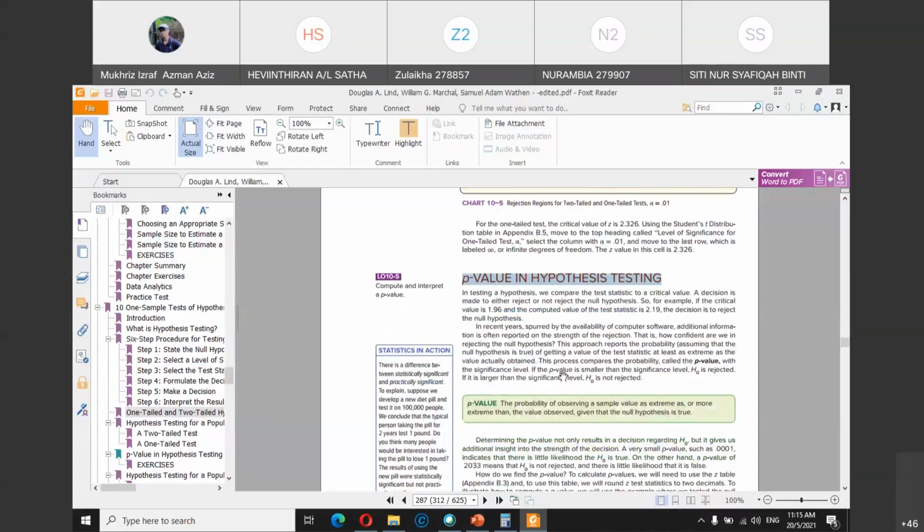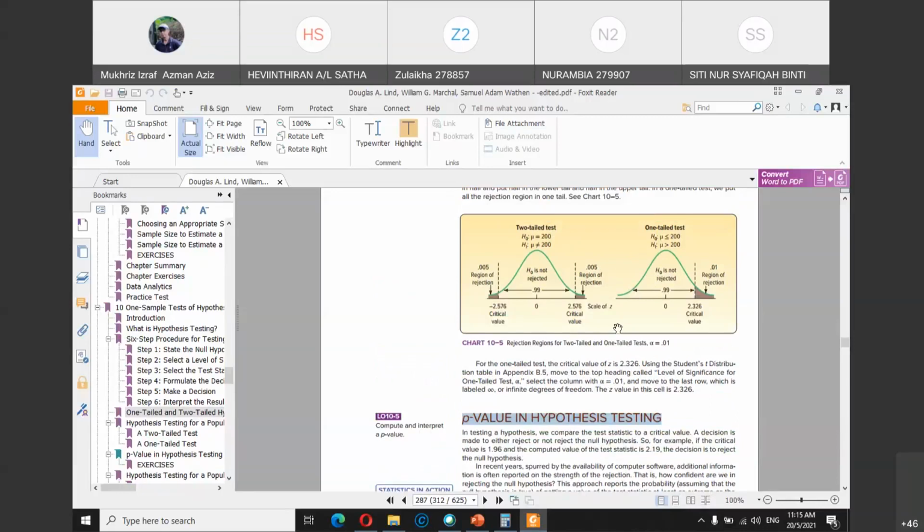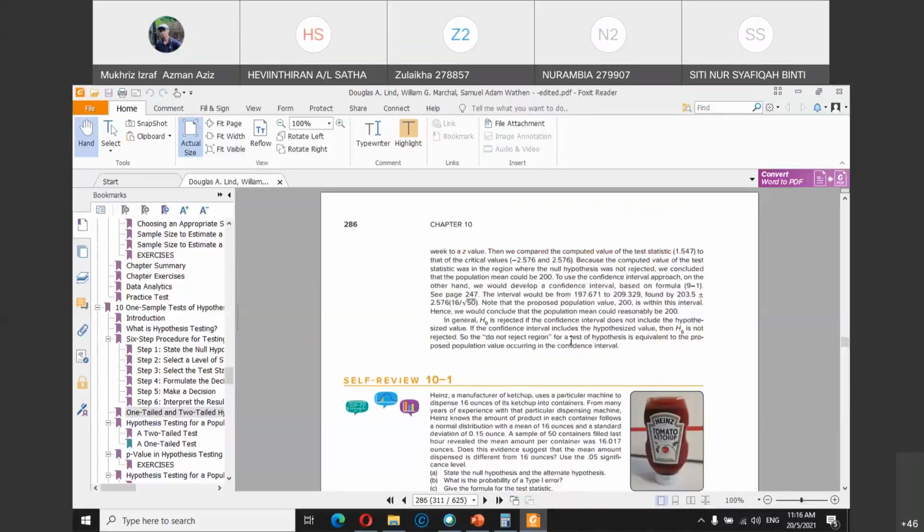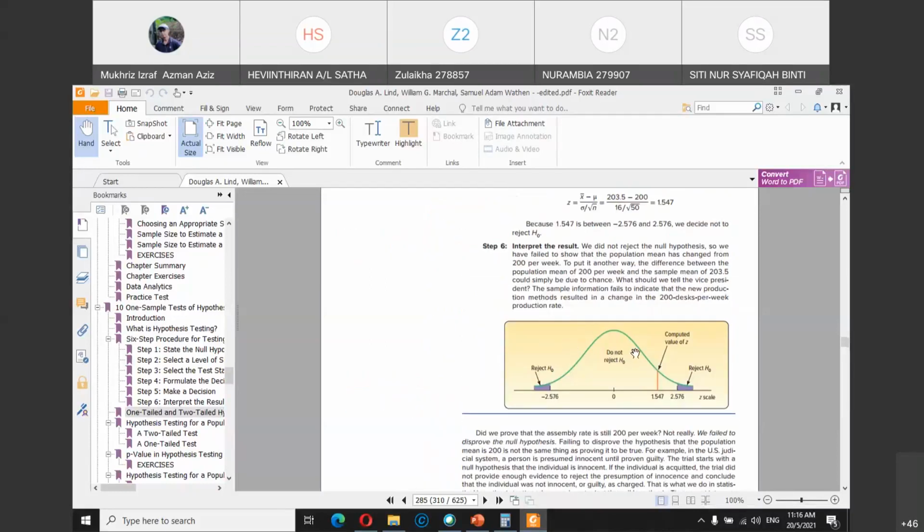So first, what is the p-value? The p-value is the probability of observing a sample value as extreme as or more extreme, and so on. I'm sure you don't understand this statement. Just now we mentioned that to reject or not reject H0, the main way we teach in this syllabus is based on the calculated Z, which you compare against the critical value. In the example just now, the calculated Z is 1.55, and you compare it against the critical value, 2.33.